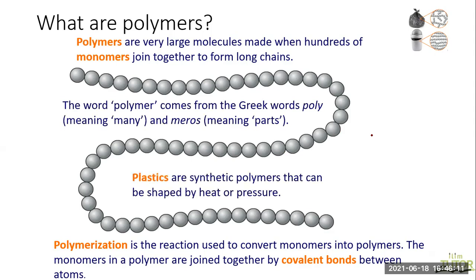Plastics are synthetic polymers that can be shaped by heat or pressure. We also have what we call thermosets. These thermosets, you can't shape them. Once you make them, they remain like that. But plastics, they can be shaped by heat and pressure. Call them thermoplastics and thermosets. Thermosets, you cannot shape them. But thermoplastics, you can shape them.